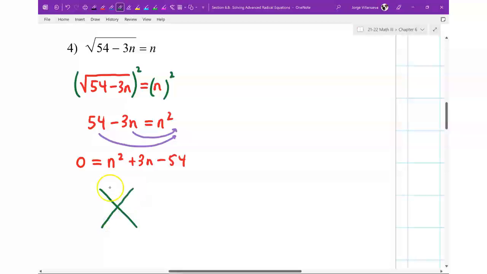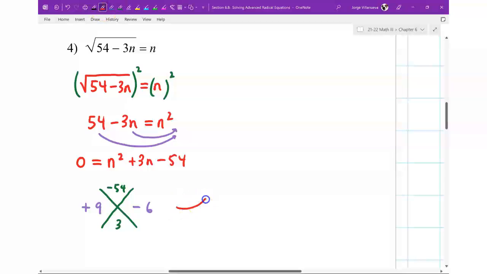My a times c is -54. My b is 3. So I need two numbers that multiply to -54 and add up to 3. One will be positive, one will be negative. Anybody know which two? Yeah, -6 and +9. Good. Because those add up to 3, and they do multiply to -54.